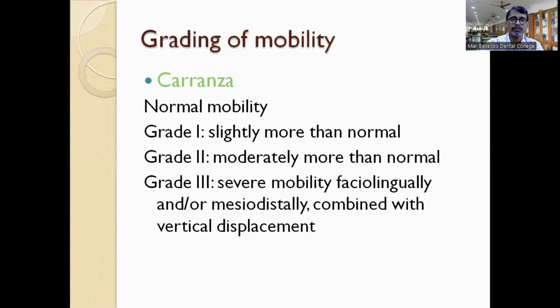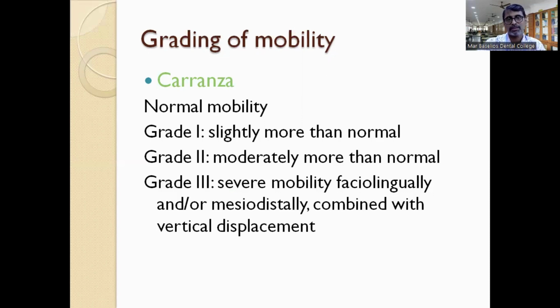Now, how do we grade mobility? You must have heard mobility being described as grade 1, grade 2, grade 3. Basically, you have two commonly used methods of grading mobility. One is given by Carranza in your textbook. That is, you have normal mobility, then grade 1, grade 2, and grade 3. Grade 1 mobility means the mobility is slightly more than normal, grade 2 moderately more than normal, and grade 3 is severe mobility, faciolingually and mesiodistally, combined with vertical displacement. That is, the tooth can be depressed or compressed in the socket.